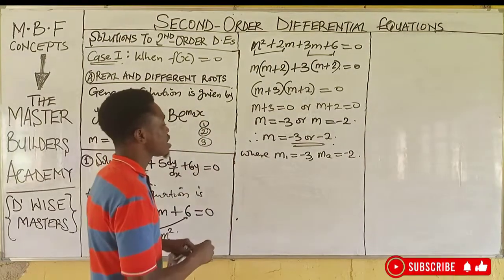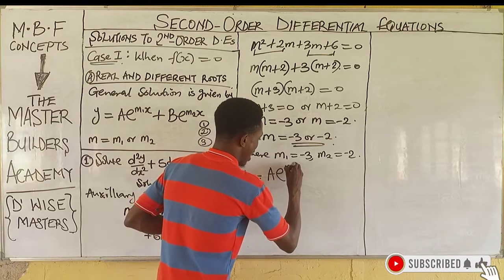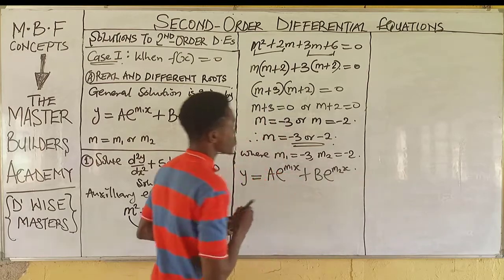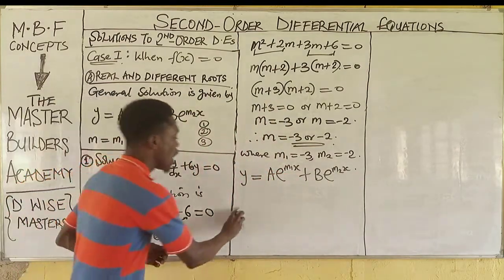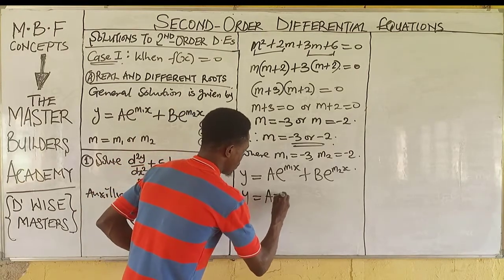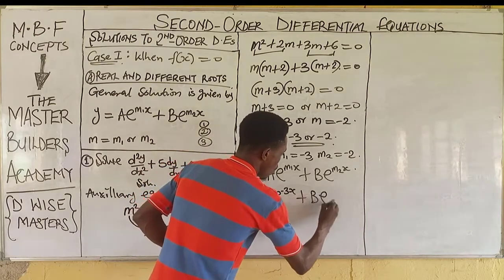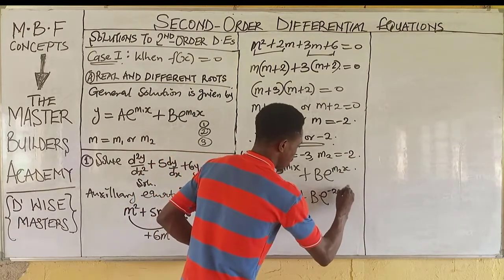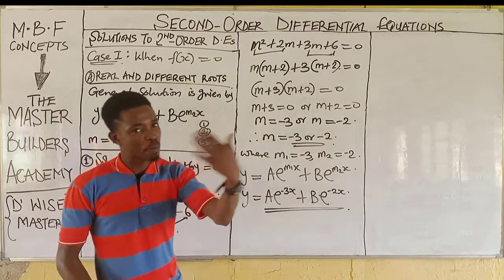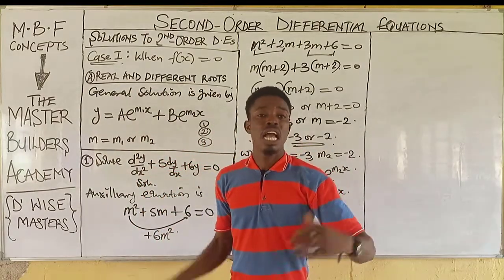Now, for real and different roots, the general solution, just recall, the final answer will be y equals A e to the m1 x plus B e to the m2 x. It's as simple as this. All I just need to do here, guys, is to substitute the value of m1. What is m1? Minus 3, so e to the minus 3x, plus B. What is m2? Minus 2, so e to the minus 2x. This is the answer to this particular question. Guys, you see how simple this thing is? This is the answer. So we are going to solve 2 more questions for clarification and for better understanding.